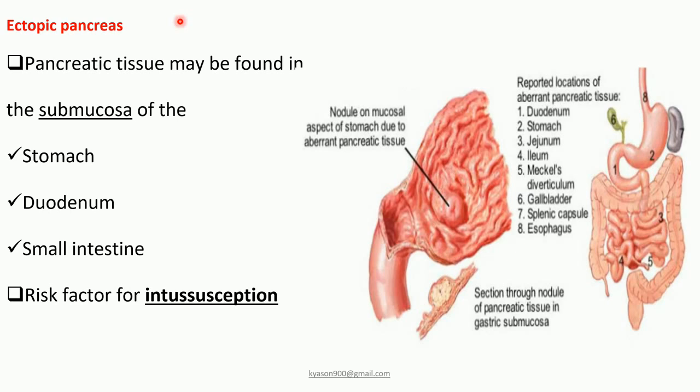It is possible to have pancreatic tissue deposited in different parts of the body. Okay, those tissues are called ectopic pancreatic tissues or ectopic pancreas. They can be deposited in the submucosa of different parts of the abdomen, mostly the duodenum, the stomach, all these parts, they can have pancreatic tissue deposited within them. It's an abnormality, okay? And of course, it can result in complications.